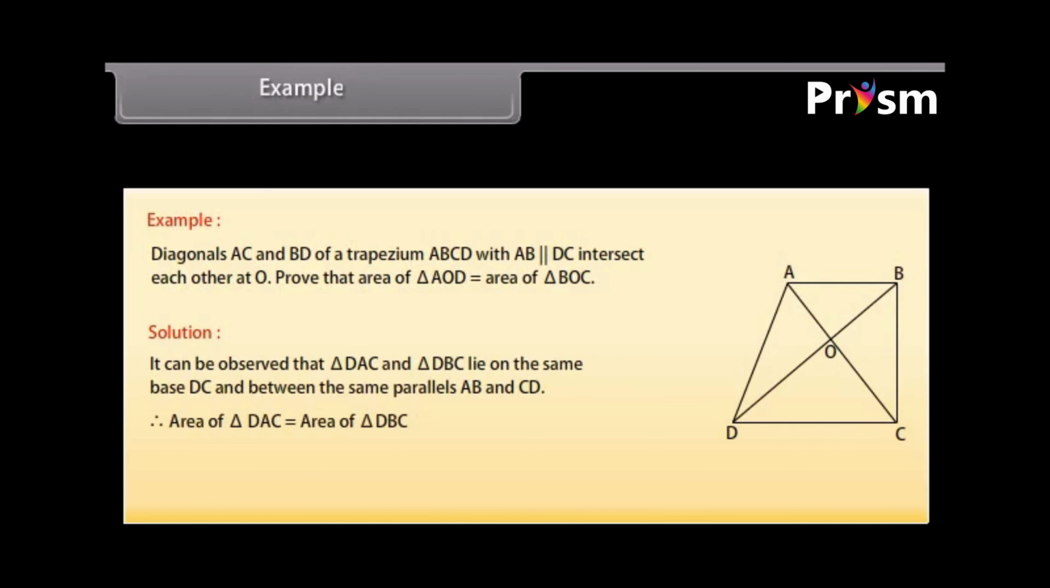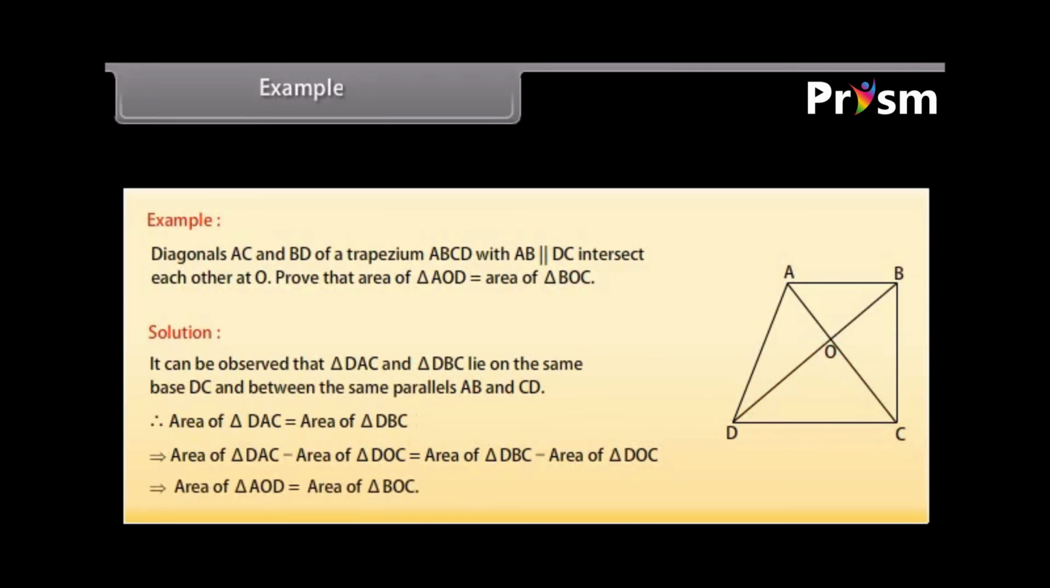Therefore, area of triangle DAC is equal to area of triangle DBC, which implies area of triangle DAC minus area of triangle DOC is equal to area of triangle DBC minus area of triangle DOC, which implies area of triangle AOD is equal to area of triangle BOC.